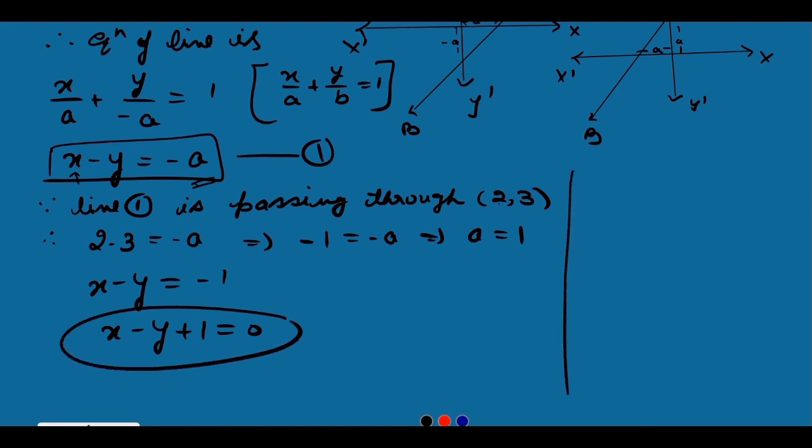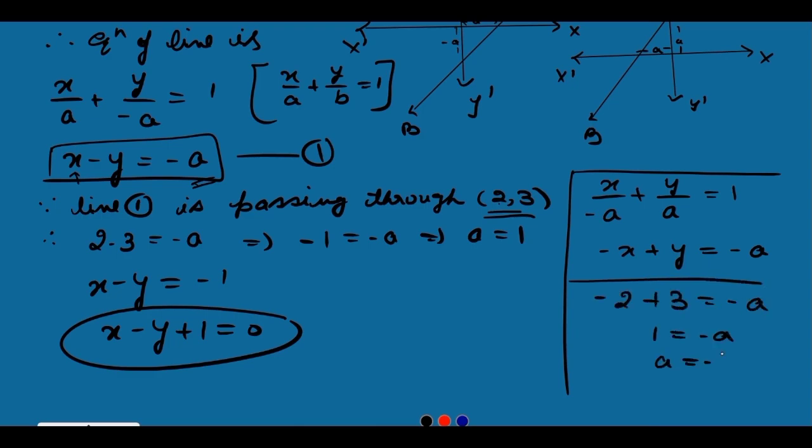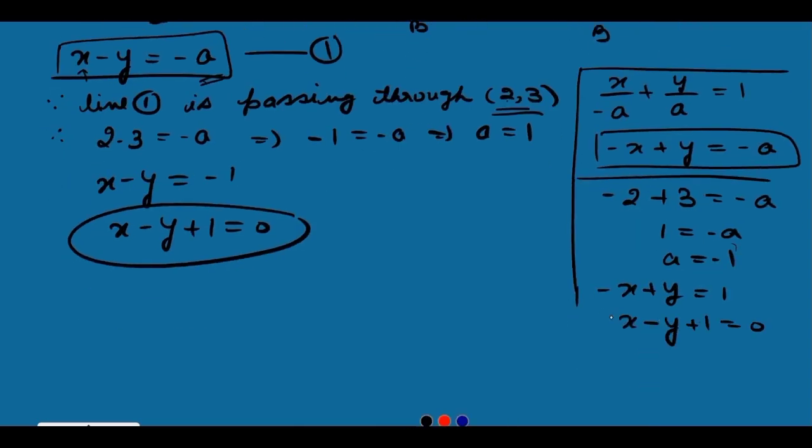Now look at the second case. In second case, x intercept is minus a and y intercept is plus a. Now this equation will pass through (2, 3). x minus y plus 1 is equal to 0. Means in both the cases you will get the same equation of line.